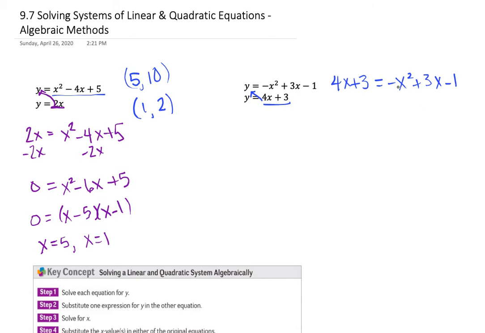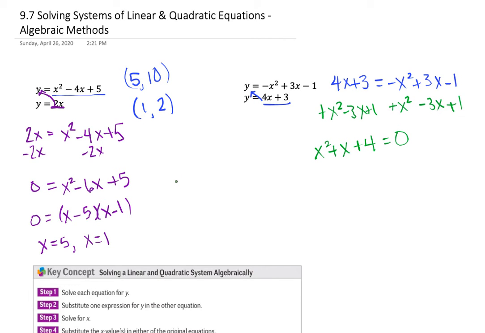And then I'm going to get 0 on one side. I think I'm going to move these over so I don't have a negative leading coefficient. And then I will also subtract the 3x, and I will add the 1. Then I get 0 on this side. So that's going to look like x squared plus x plus 4 equals 0. It doesn't look like I can factor this one, so I'll use the quadratic formula.